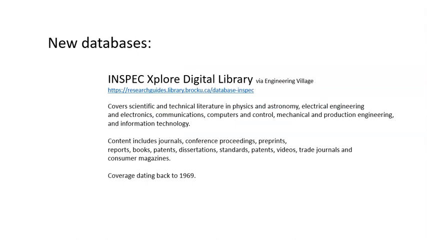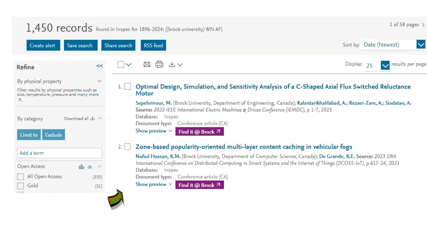There are new databases at Brock. These come to us from the engineering program that's officially to start this coming September. InSpec is a huge database. It contains chapters, books, patents, videos. It goes way back and is an essential source for physics, but also for computer science as well.